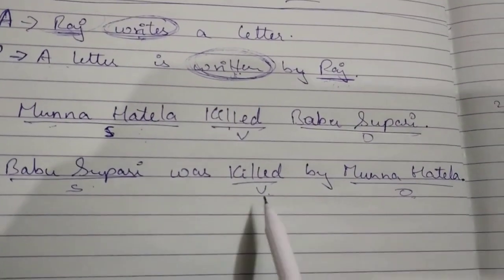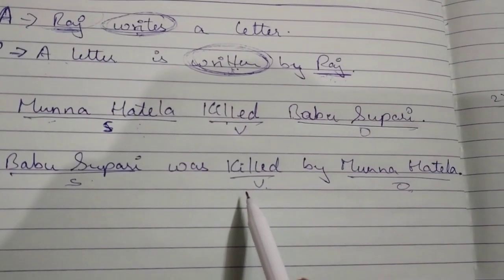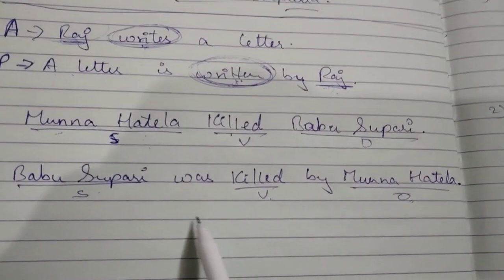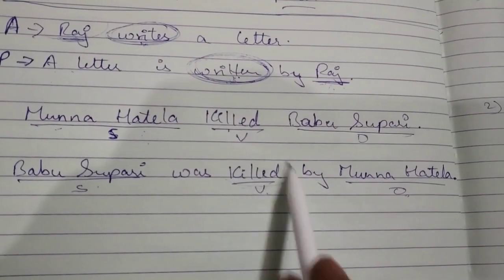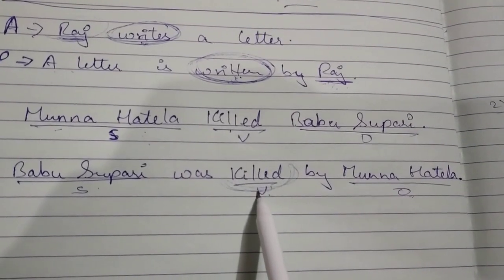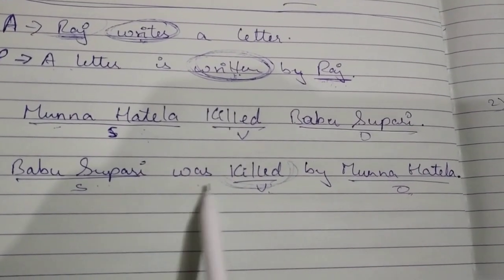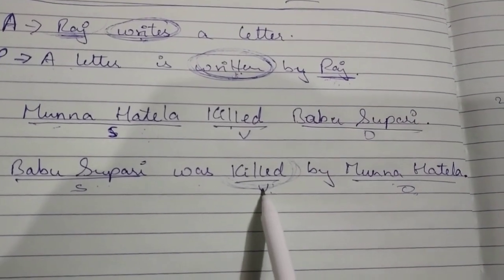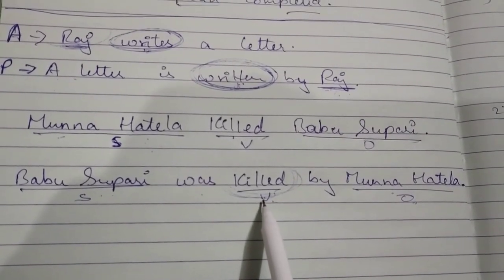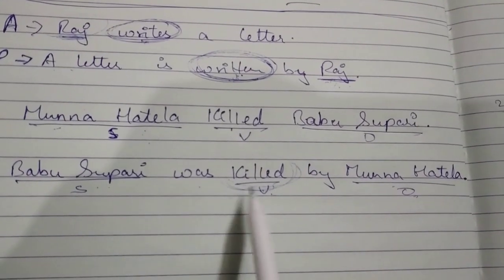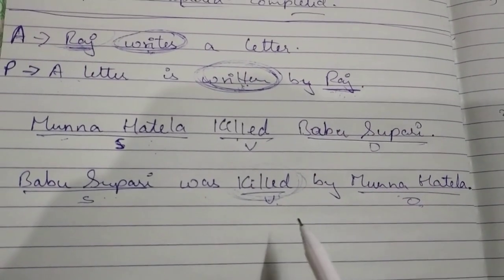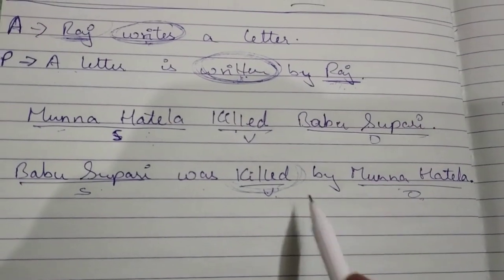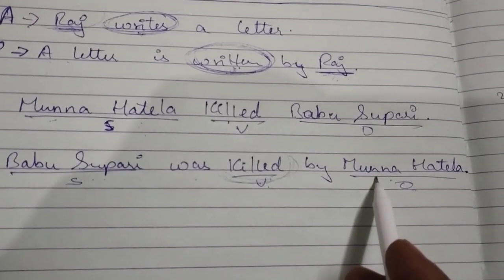Now see here again we have to identify whether it is active or passive. So how will you identify? See the verb, which is the verb that is killed. So who is killing? Now read the sentence. Babu Supari was killed by Munna Hatela. So who is killing? Munna Hatela is killing. Babu Supari was killed. Babu Supari मर गया. किसने? बाय मुन्ना हटेला. तो मारा किसने? मुन्ना हटेला ने मारा. Understood?